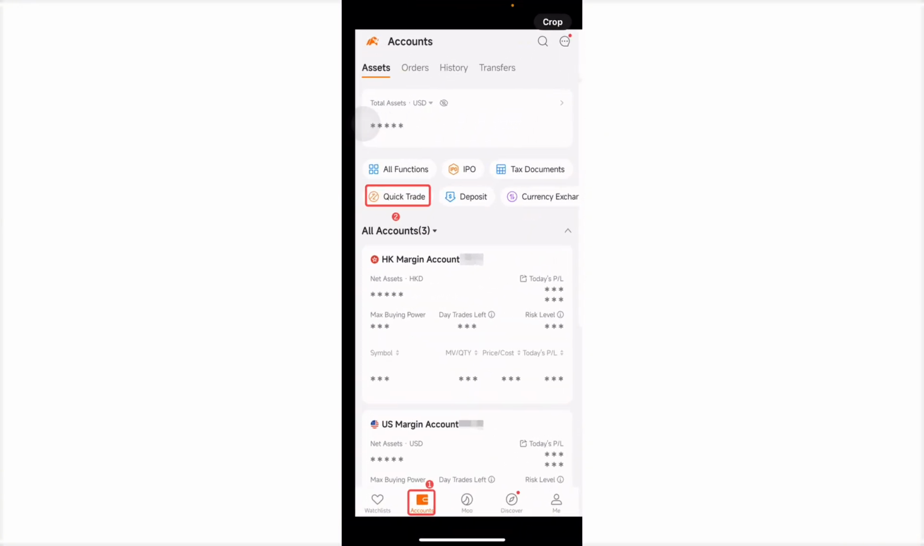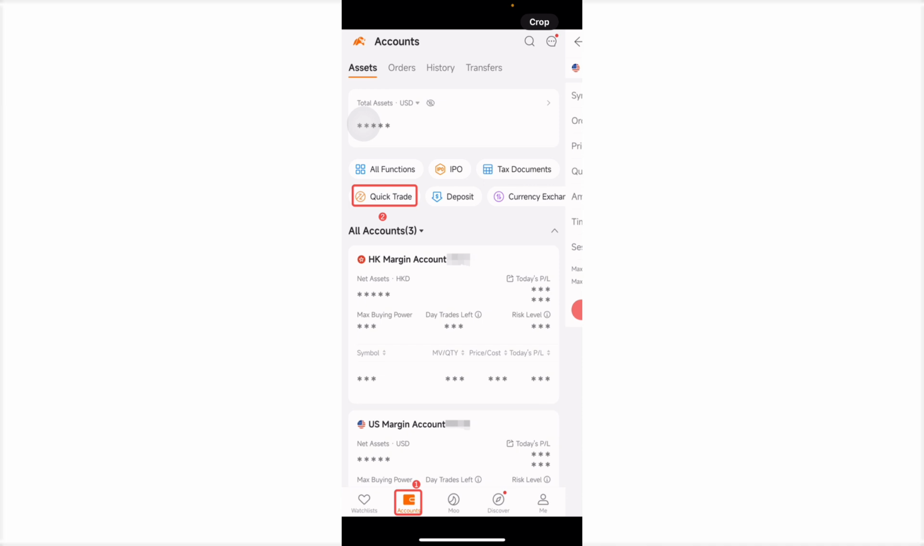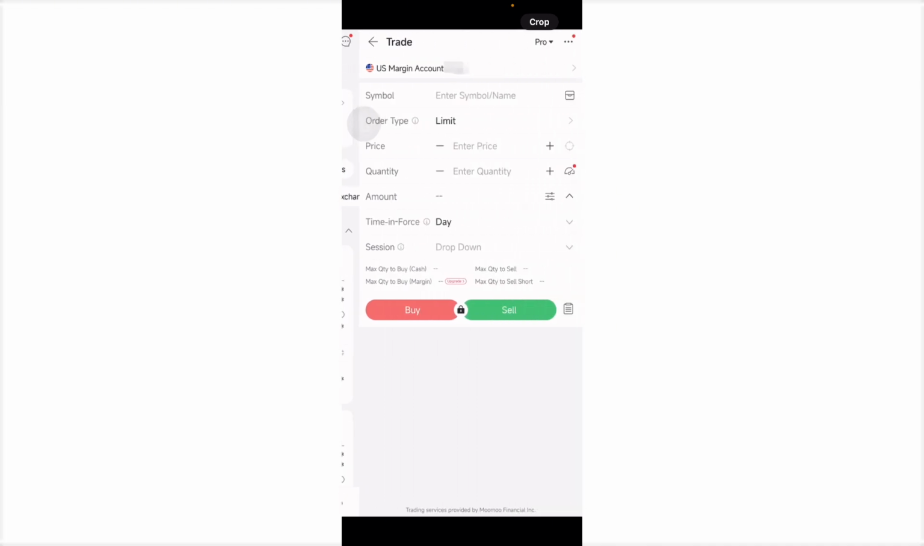Basically, here in your account, there's going to be assets right here. In your assets, you can press quick trade. And then right here, you will have your US margin account. You can enter the symbol name by searching for it, choose the order type, and then place your entry price and enter quantity. From there, you can buy and sell.